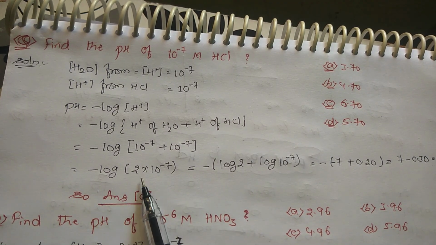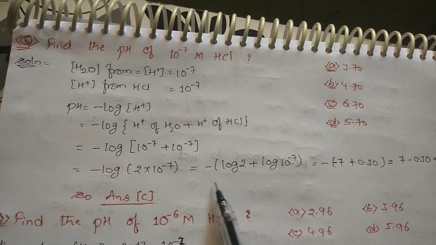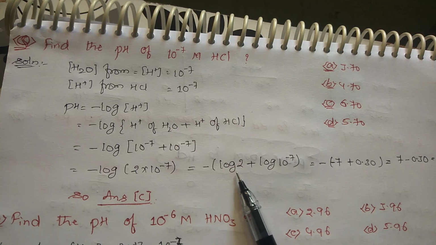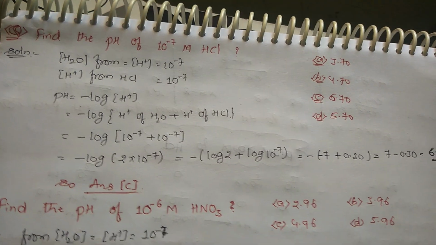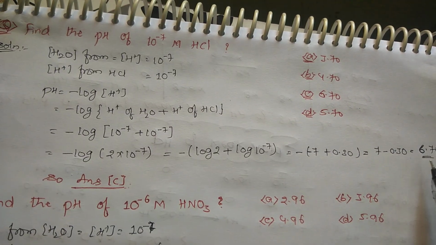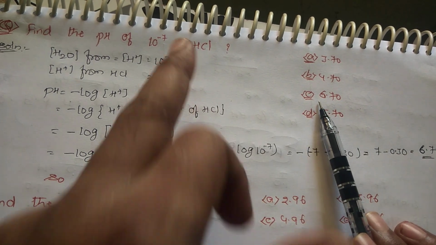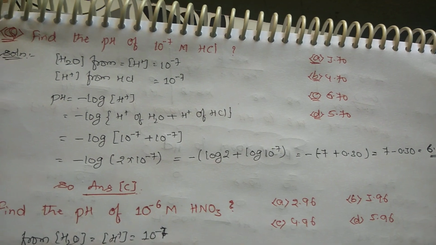This is log A plus B. Minus is common, so log A plus log B. So it becomes minus 7 plus log 2, whose value is 0.30. If you bring minus inside, what happens? 7 minus 0.30, the answer will be 6.70. So option will be C. See students, the value is 10 power minus 7, so it is taken into consideration.